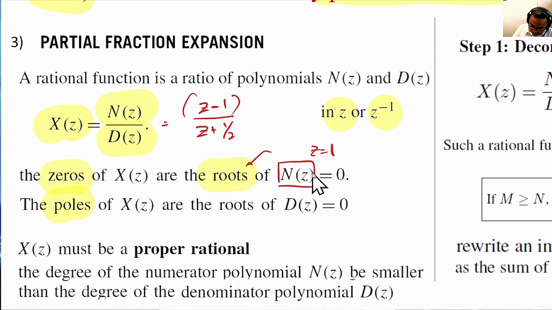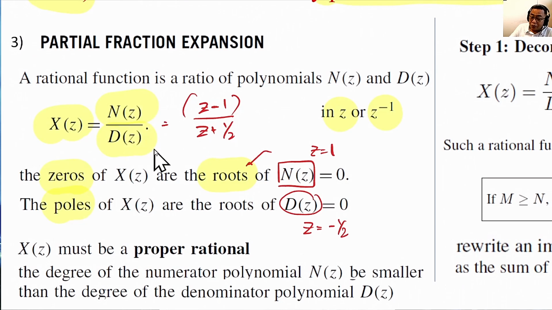What about the bottom? In this example, when z equals minus half, the denominator becomes 0. On top, z minus 1 is minus 1 and a half, divided by 0 is infinity. So z equals minus half is the root of the denominator, but also causes X(z) to become infinity. Hence we call it the pole of X(z).